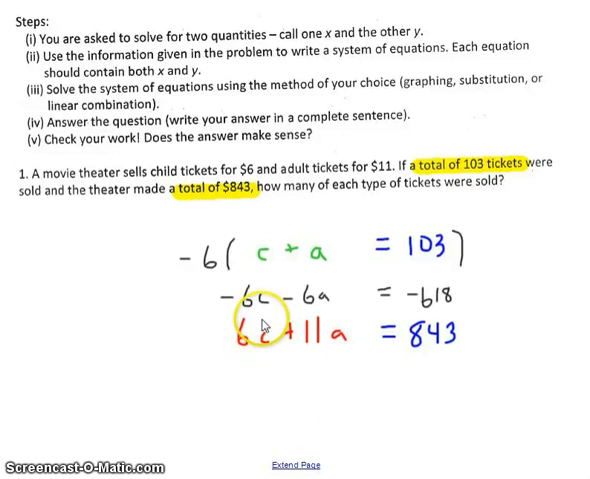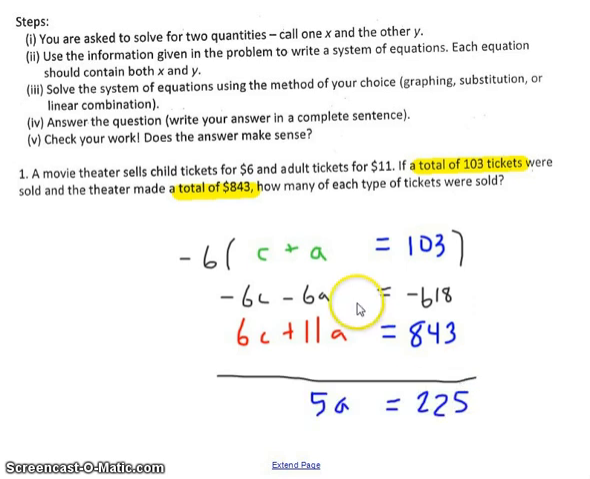When I do that, I get -6c. Negative 6a equals, well, negative 6 times 103 is negative 618. Now I just add up the columns, like you know. The left column cancels out. The column for the adults becomes 5a. The column for these numbers over here becomes 225. And now it's just arithmetic. A becomes 45. That means there were 45 adults.